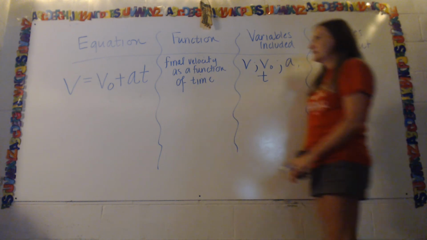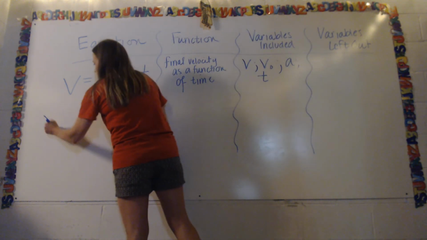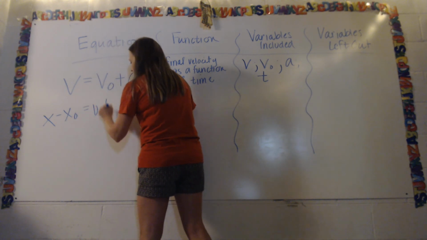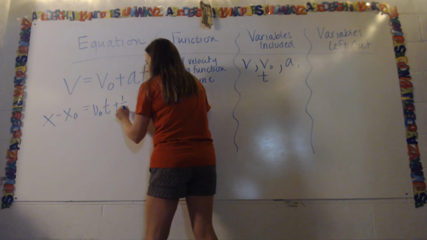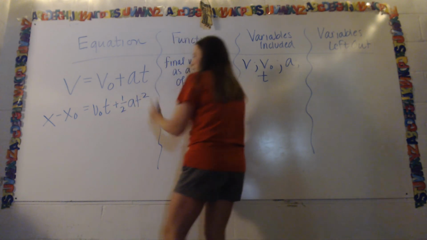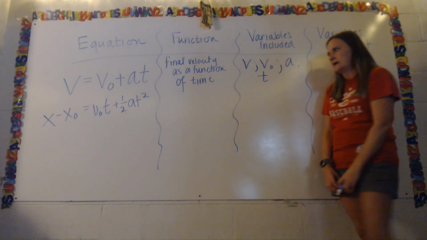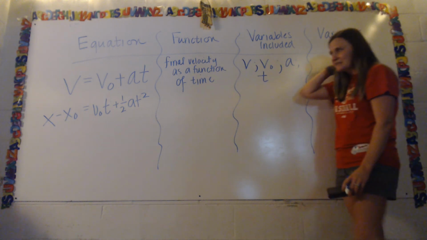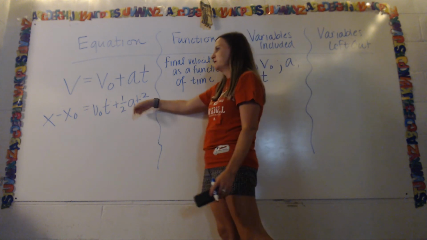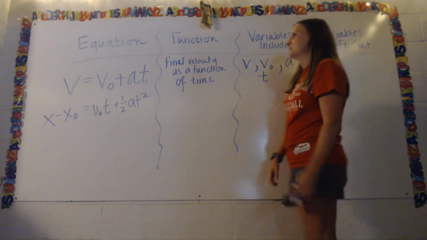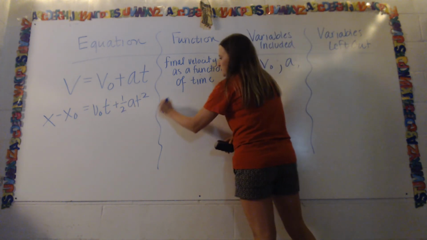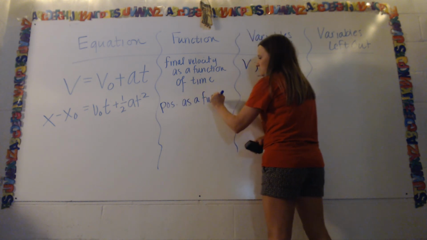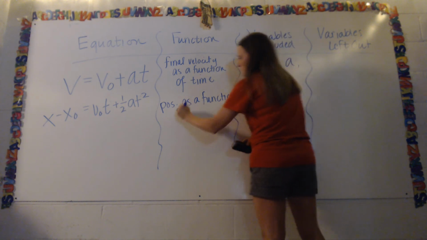Okay, second kinematic equation. x minus x naught is equal to v naught t plus 1/2 a t squared. This is, as I mentioned, in terms of function, our most common one to work with. And this gives me position as a function of time.